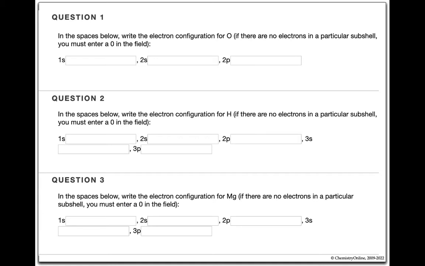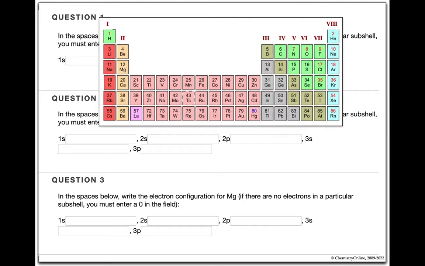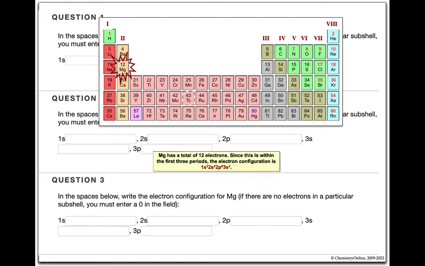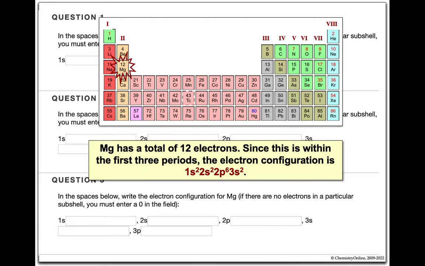So let's do magnesium. Magnesium is here in the 3rd period, 2nd group. That means the first energy level is full, 1s2. Second one is full, 2s2. Here we have 6 electrons in 2p, 2p6. And here we have 2 electrons in the 3s, 3s2.